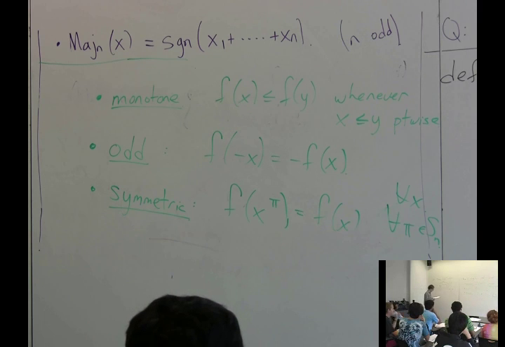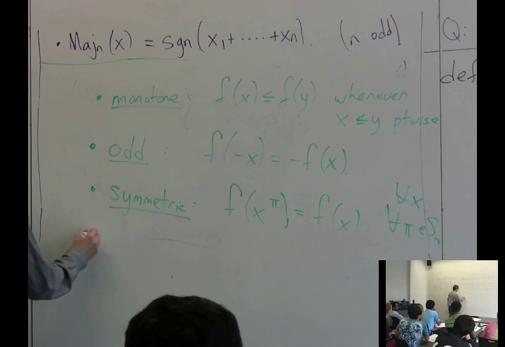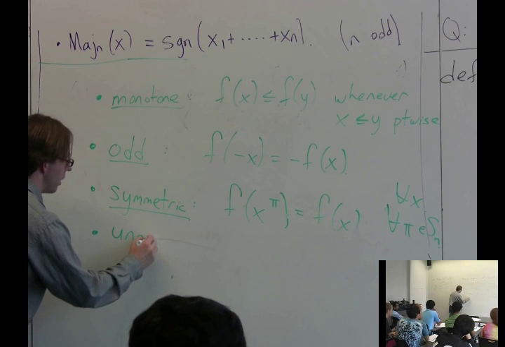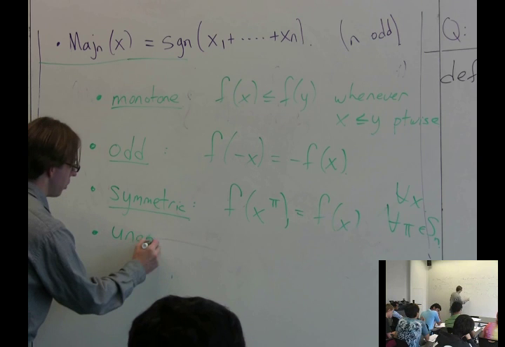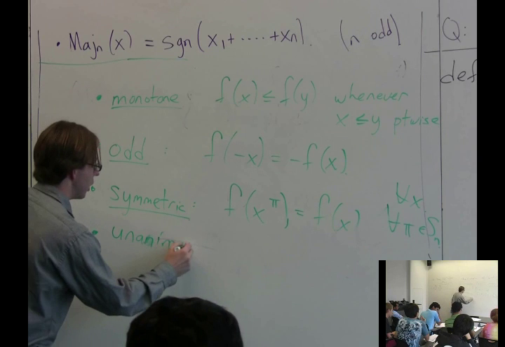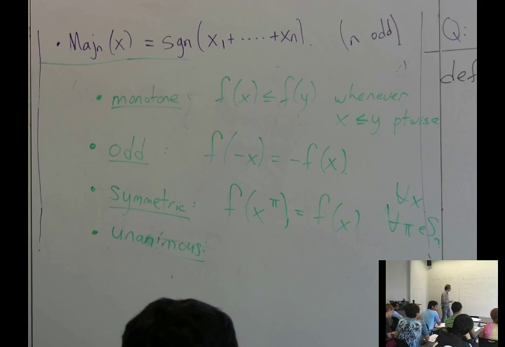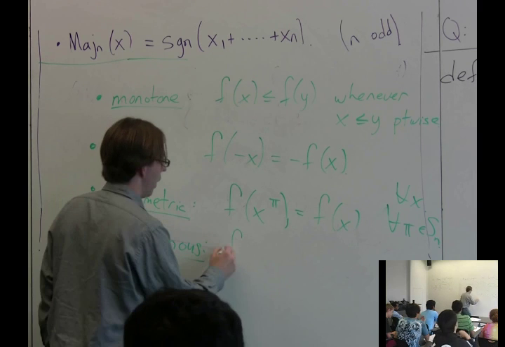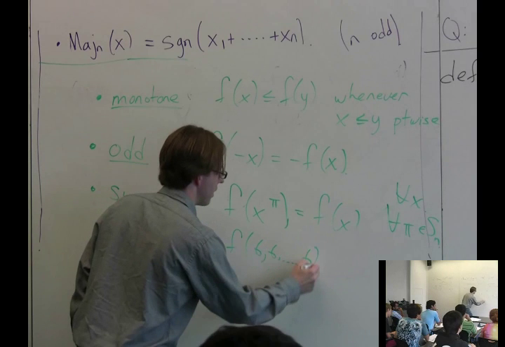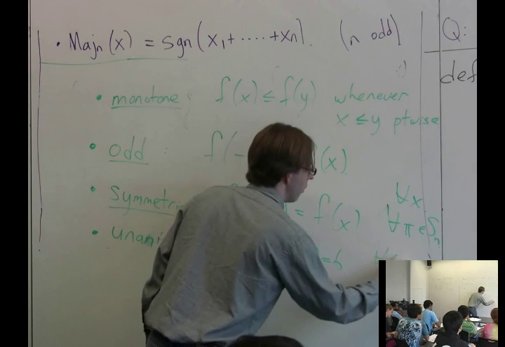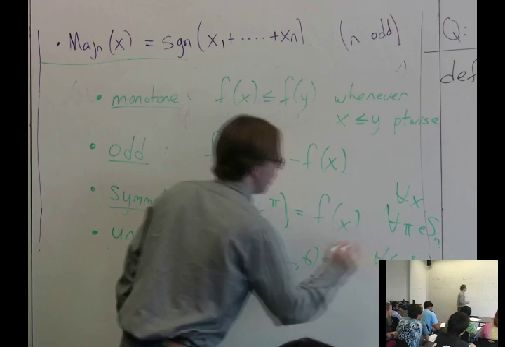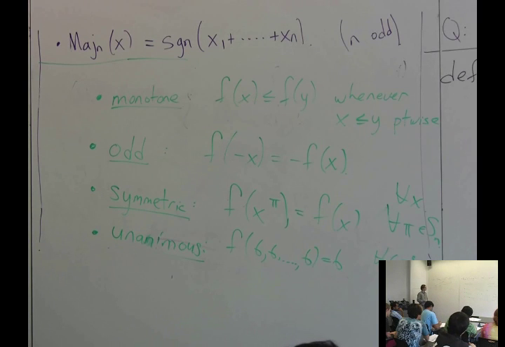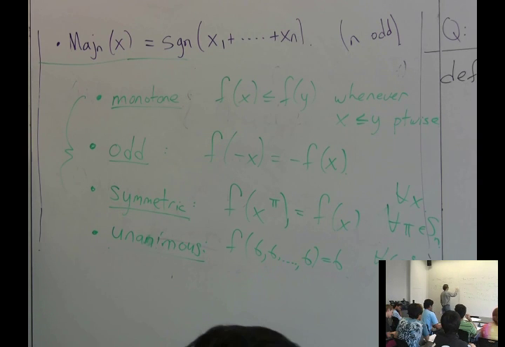What else? One more property that comes up in Arrow's theorem, which is something we'll prove next time, is that a function can be unanimous or Paretian. If everybody votes the same way, then that's the outcome. Okay, that's a simple property. And these are actually perfectly interesting properties to study for any Boolean function, even into the reals.